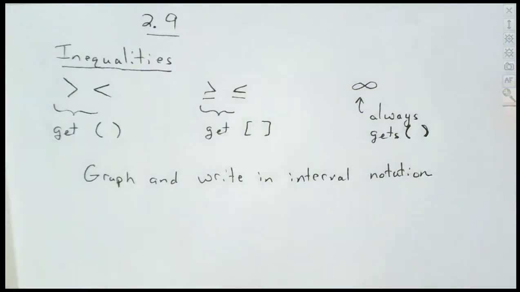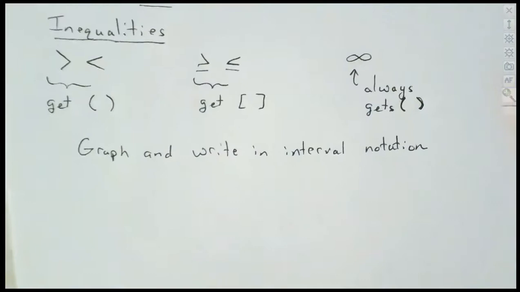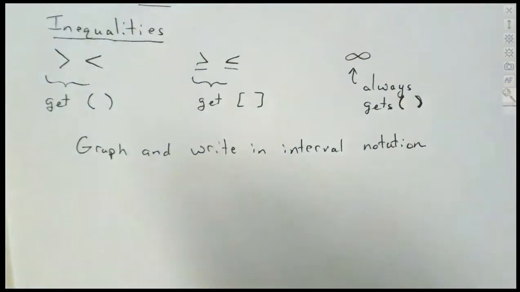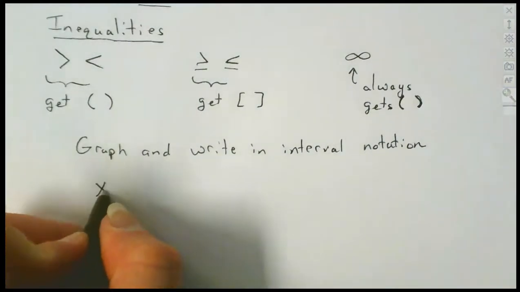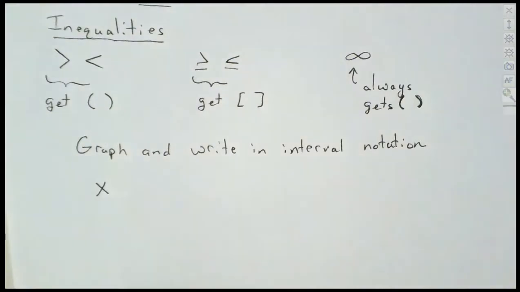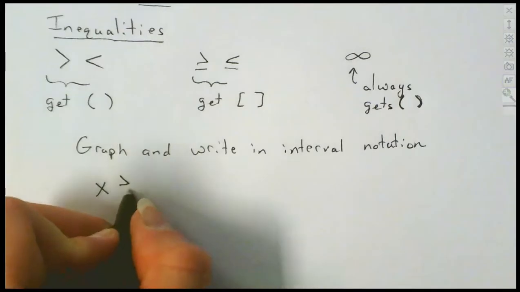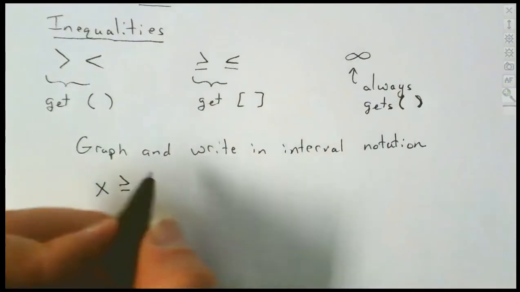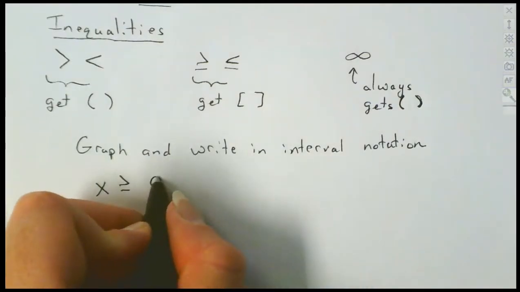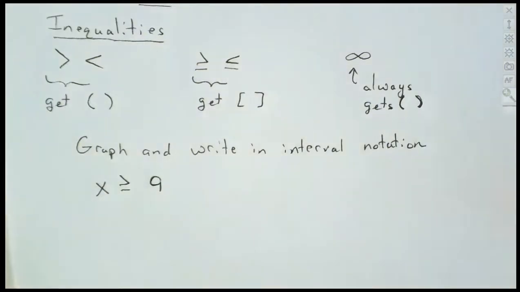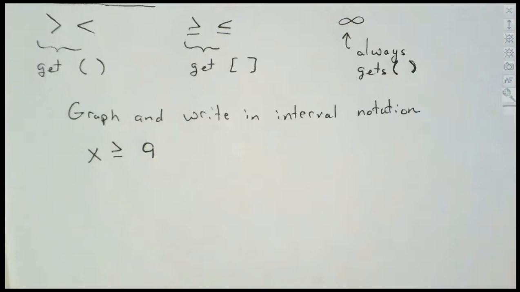And this is very easy, but students a lot of times make mistakes with these. Make sure your variable is on the left. And then let's say x is greater than or equal to 9. Okay, so we want to graph this on the number line. We want to write our answer in interval notation. So this is saying that x is greater than or equal to 9.